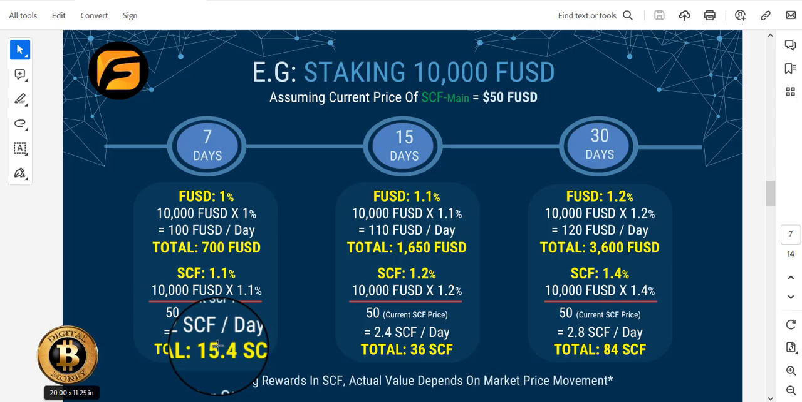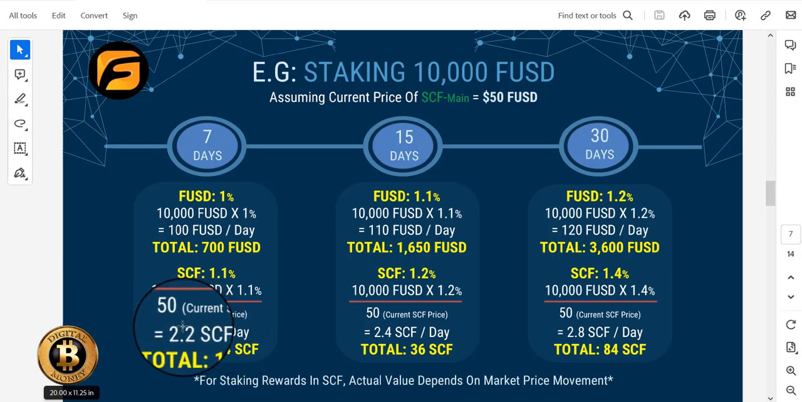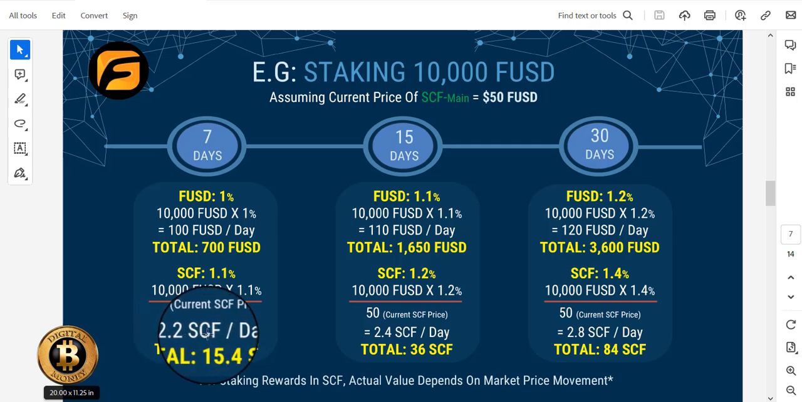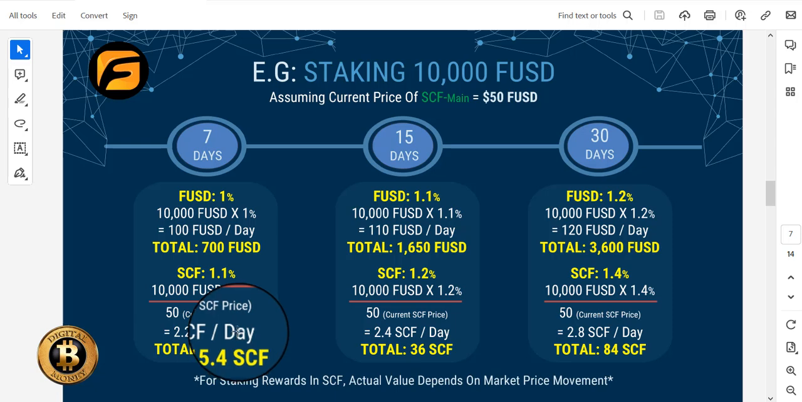Now, if you chose to get paid rewards in the SCF token, which is the native, it's really not a token. A token means it's a token on someone else's blockchain, but because they have their own blockchain, it's technically a coin, right? So you can elect to get paid in their coin, which is SCF. And as you see here, you would be earning 2.2 SCF coins per day. So if you did a 7-day stake there, that would be 15.4 SCF coins.